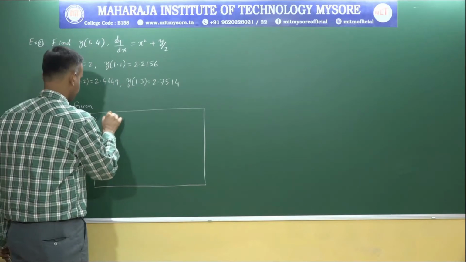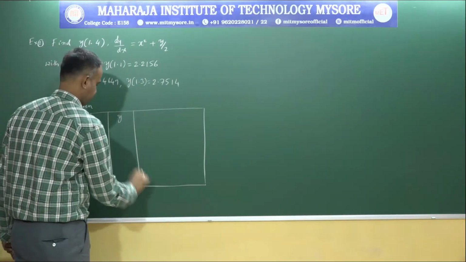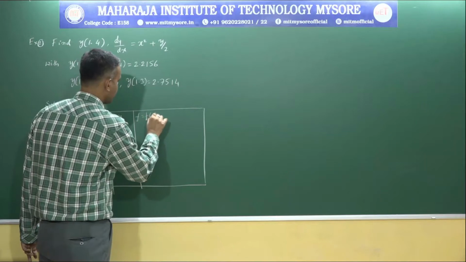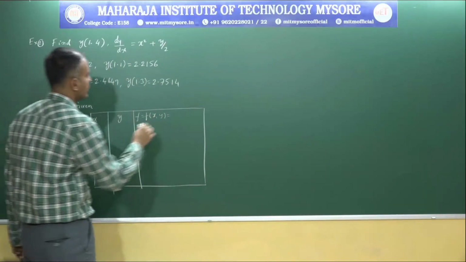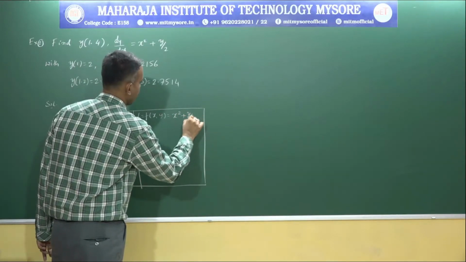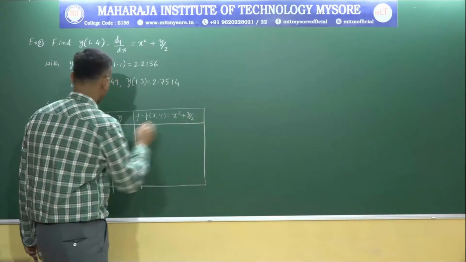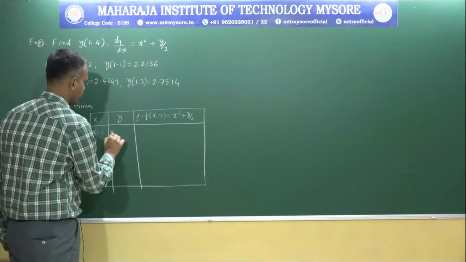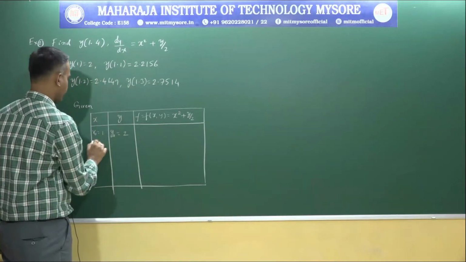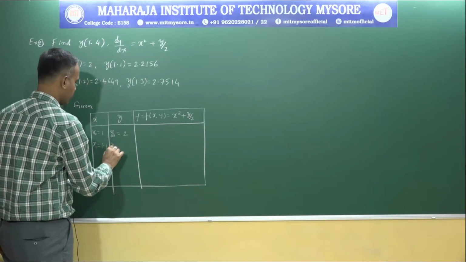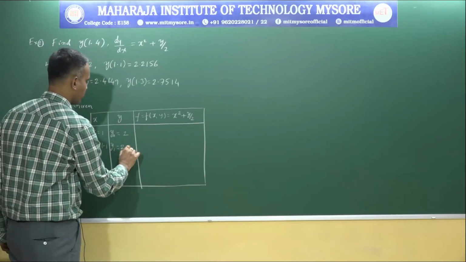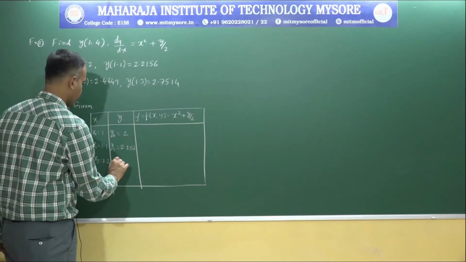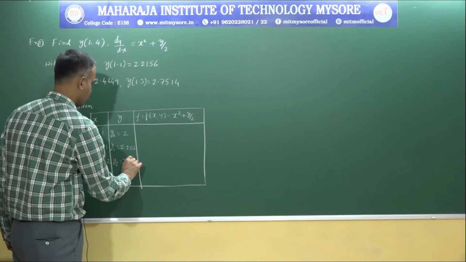Now x value, y. First we consider x, the next one y. The next one is the function f of x comma y, which is nothing but the given x square plus y by 2. Now we denote x naught as the initial data 1, y naught 2. Now x1 is 1.1, y1 is 2.2156. Now x2 is 1.2, y2 is 2.4649.